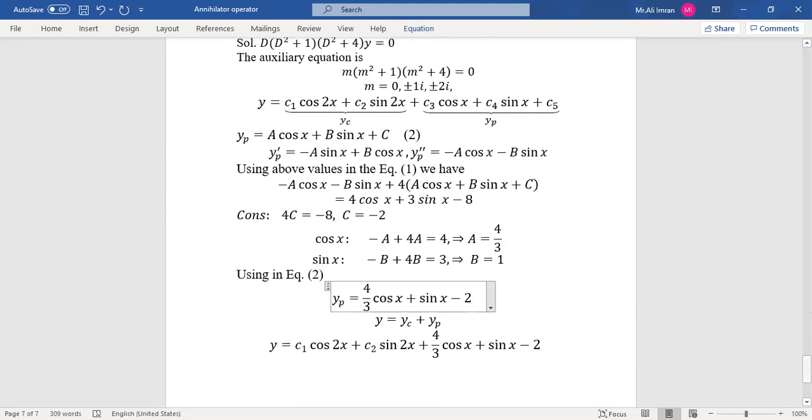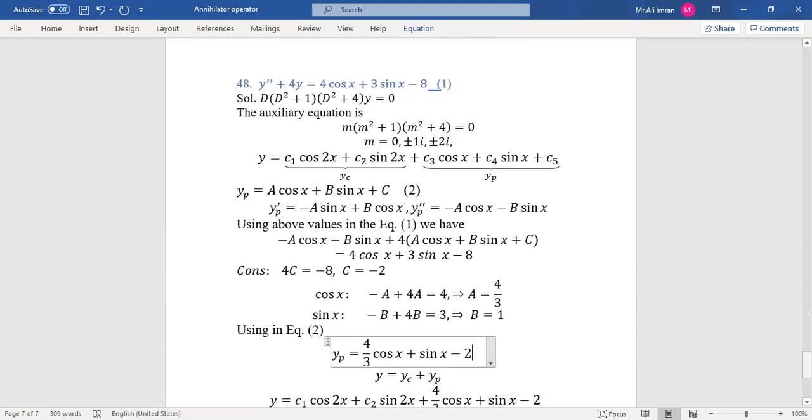So now we will solve another, different question. Question number 48, y double prime plus 4y is equal to 4 cos of x plus 3 sin of x minus 8. First, we will write the annihilator operator of the homogeneous part. The annihilator operator of the homogeneous part is D squared plus 4. Now we find the annihilator operator for the right hand side.